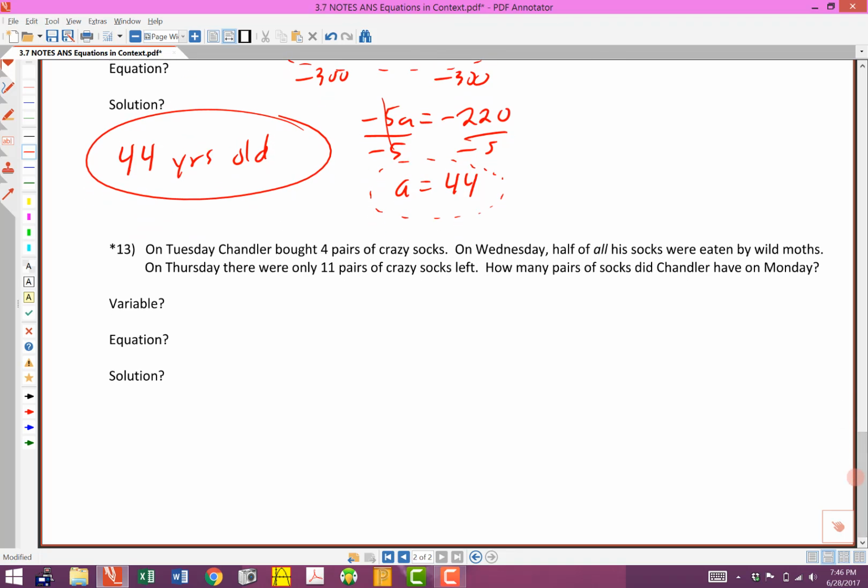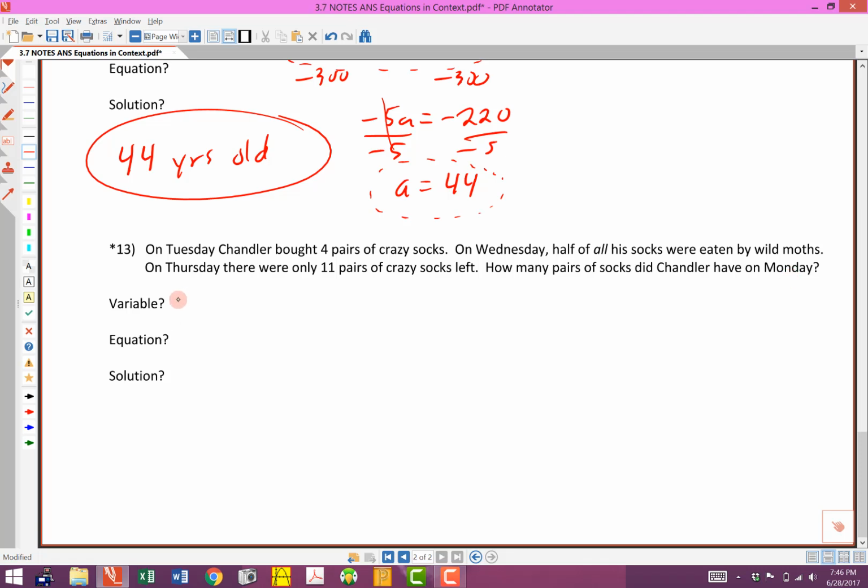Okay, let's take a look at number 13 here. On Tuesday, Chandler bought 4 pairs of crazy socks. On Wednesday, half of all his socks were eaten by wild moths. On Thursday, there were only 11 pairs of crazy socks left. How many pairs of socks did Chandler have on Monday? How many did he have on Monday?